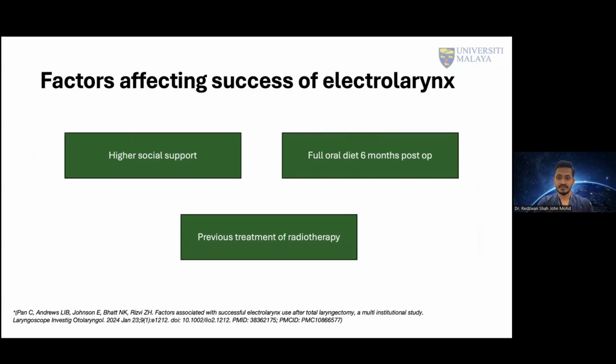There are some factors affecting the success of the use of electrolarynx. Based on the study done, they broadly categorize these factors into three major factors, which are patients having higher social support, patients tolerating a full oral diet 6 months post-operatively, and previous treatment of radiotherapy. Based on certain studies, previous radiotherapy has been shown to reduce the success rate of using an electrolarynx to about 34%. Radiation-induced fibrosis could be a factor why this may affect the success of electrolarynx.